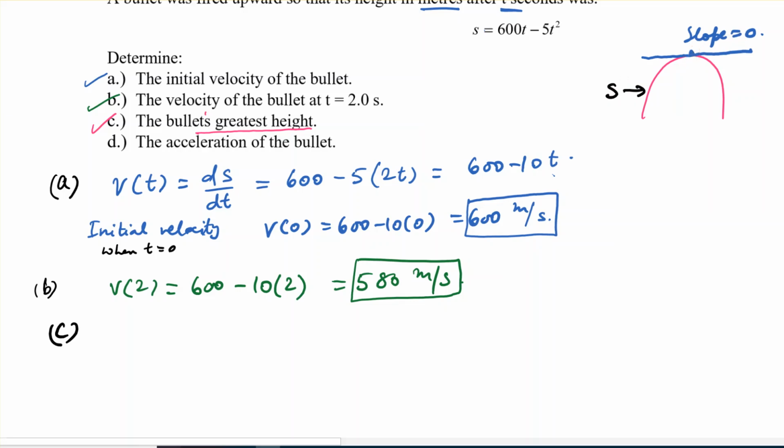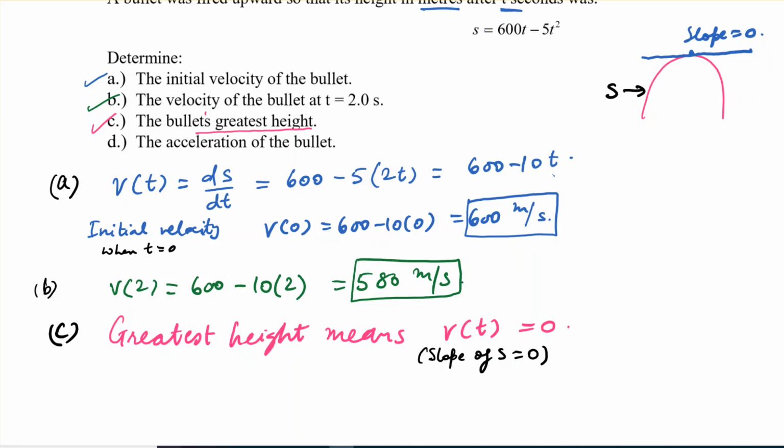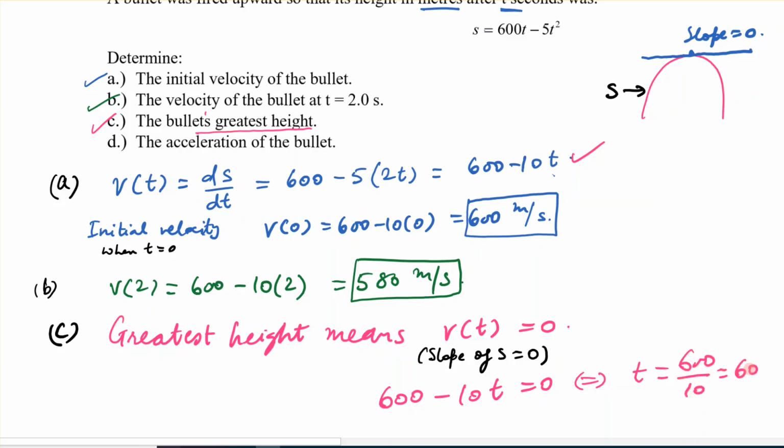So for this one, greatest height means slope is 0. So we plug in our velocity function. So this was our velocity function, set equal to 0, and solve for t to find the time when it attains the greatest height. So it gives us that t is 600 over 10, which is 60 seconds. So it attains the greatest height at 60 seconds.